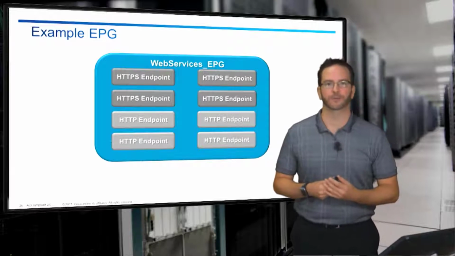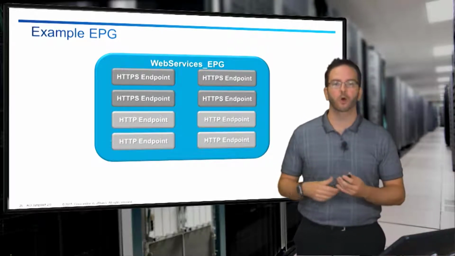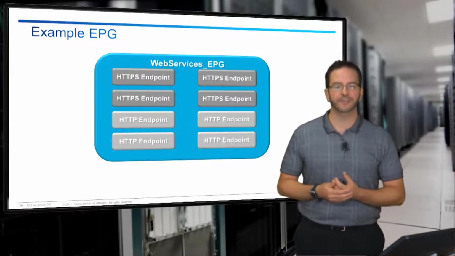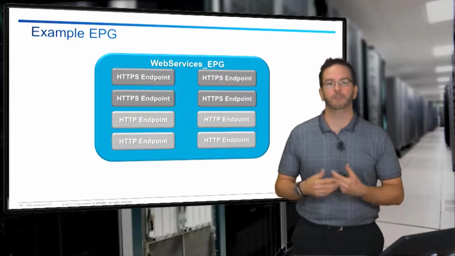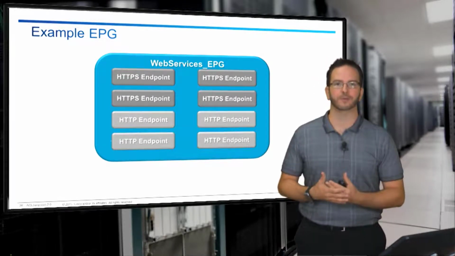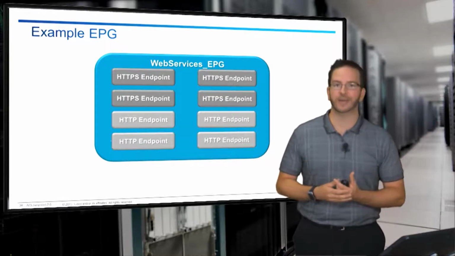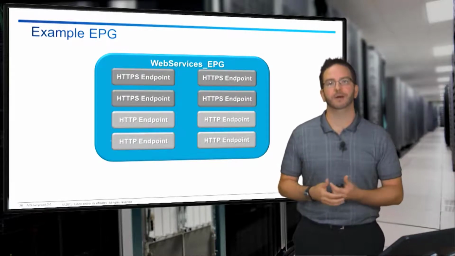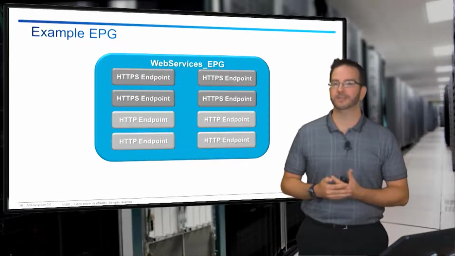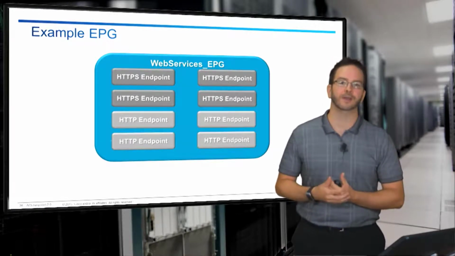So here's an example of an endpoint group. I've got an endpoint group here called Web Services. Now inside of my Web Services endpoint group, I'm expecting I'm going to have a bunch of web servers. Some are going to be our standard web servers that are using port 80 to communicate. And then I'm also going to have my secure HTTPS servers, which only allow 443.